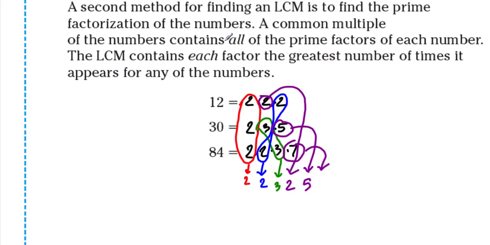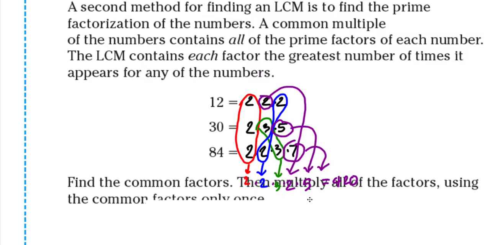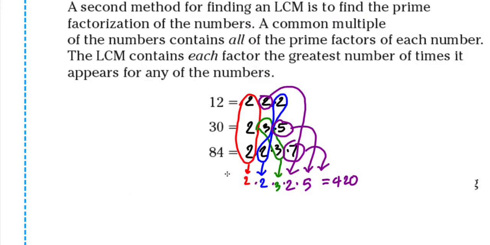Okay? So we multiply all of them. We end up with 2 times 2 times 3 times 2 times 5 times 7, which is 420. Okay? So that's 420. The LCM of 12, 30, and 84 will be 420.